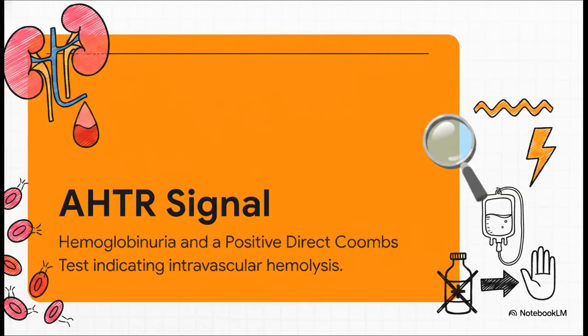So what's the actual signal for that deadly AHTR? Well, the signal we're desperately looking for is hemoglobinuria. Basically, pink or red urine caused by rapid intravascular hemolysis. Plus, you need a positive direct Coombs test, which proves antibodies are actively bound to the red blood cells. You might also see flank pain or sudden hemodynamic instability.